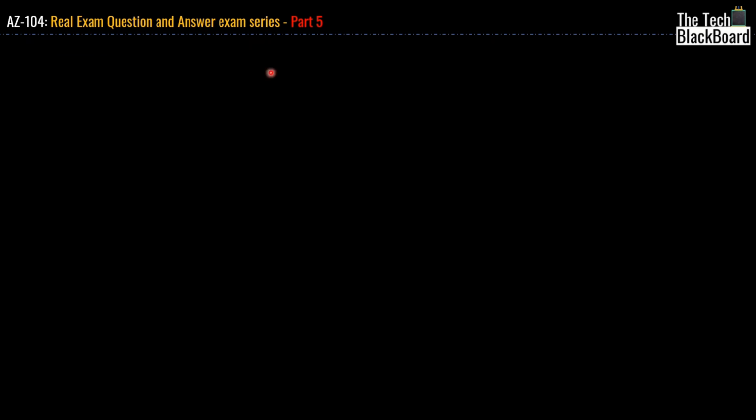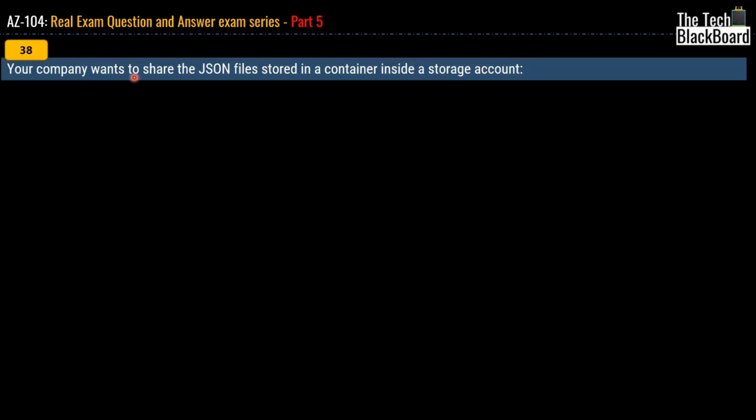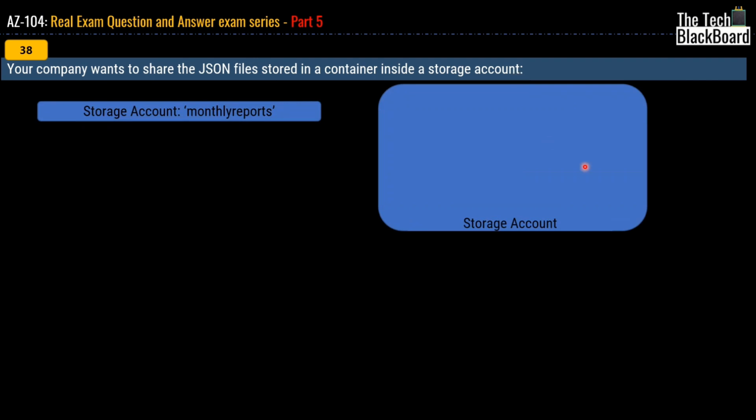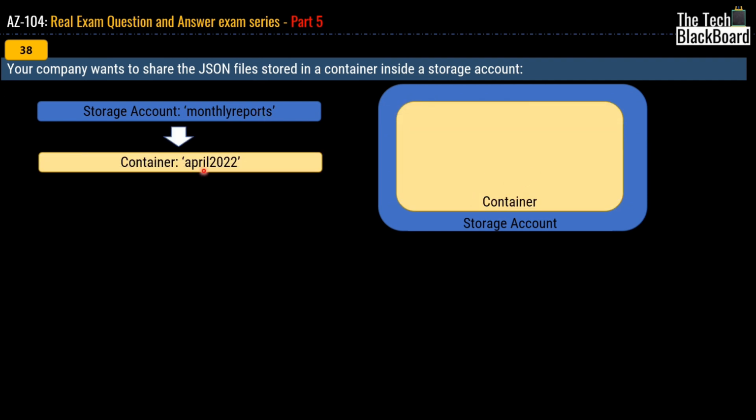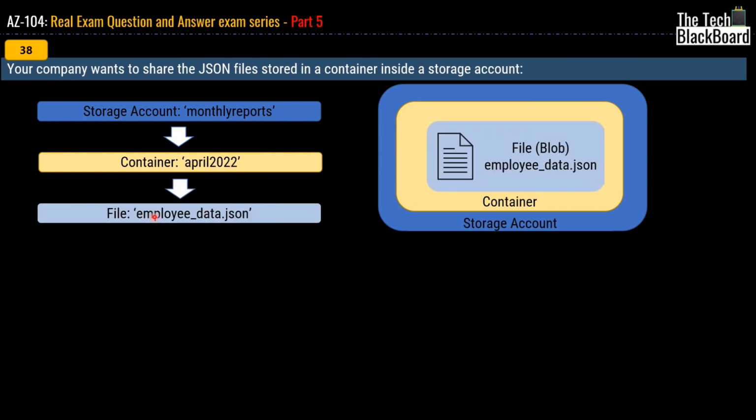Our next question, question number 38, says that your company wants to share a JSON file stored in a container inside a storage account. Here you can see we have a storage account named monthly reports. Then we have a container named April 2022. And then we have a file stored in this container, and the file name is employeedata.json. You can see it here as well: a storage account, a container, and then a JSON file.